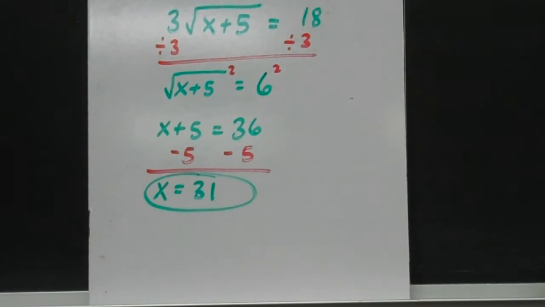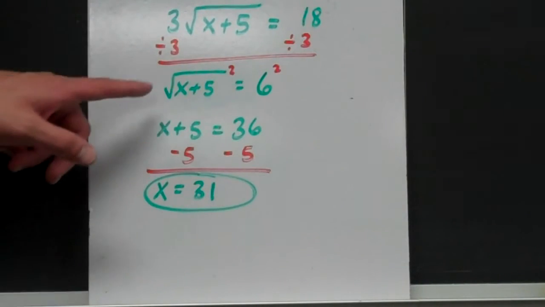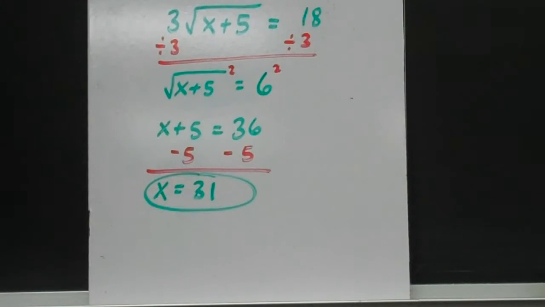Next, we want to get rid of that square root. The opposite of a square root, or the undo of a square root, is to square both sides. So we square both sides, and the square cancels out the square root. We're left with x plus 5. 6 squared is 36.